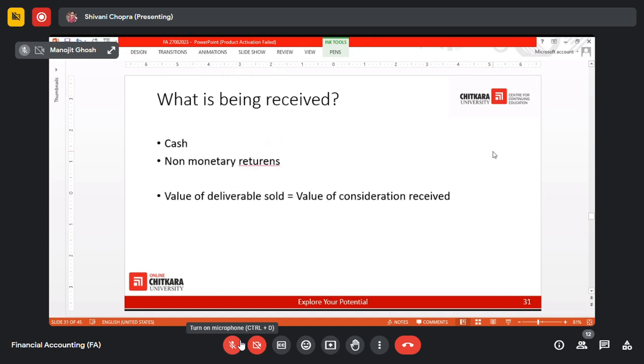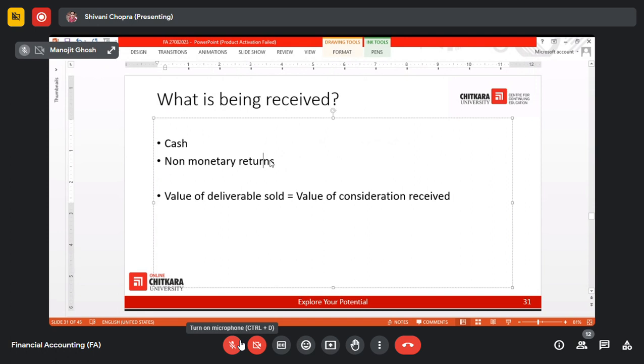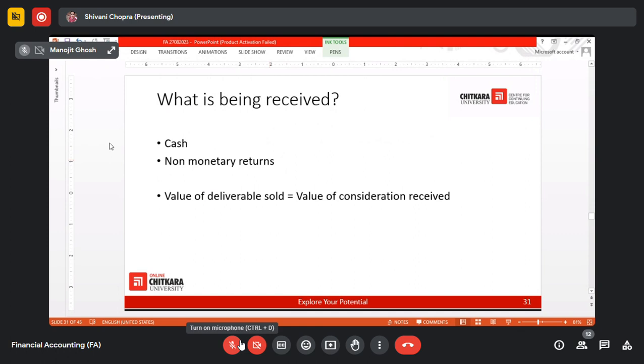That takes us to the next question: what is being received? How the reciprocal of the transaction has been carried out by the customer. What has been received by the business from the customer, what is the form of consideration, whether the consideration is in the form of cash or in the form of non-monetary returns. If it is in the form of cash, it's monetary, very simple, very easy to measure. If it is in the form of non-monetary returns like other goods and services, then it's a form of barter and the valuation will have to be considered.